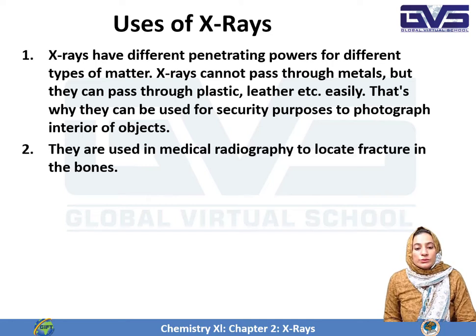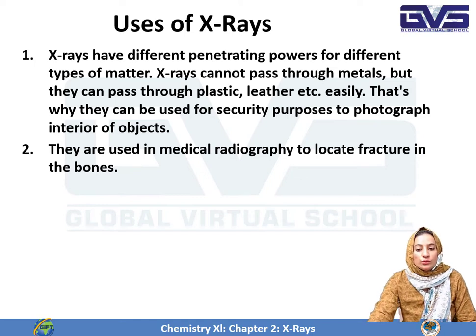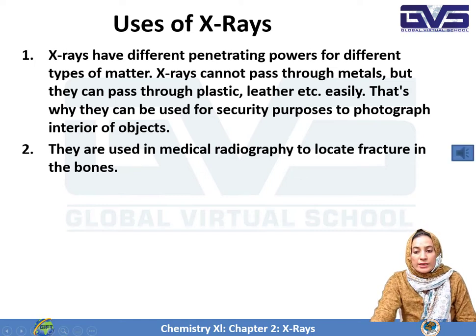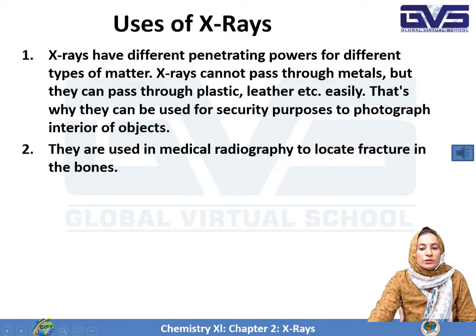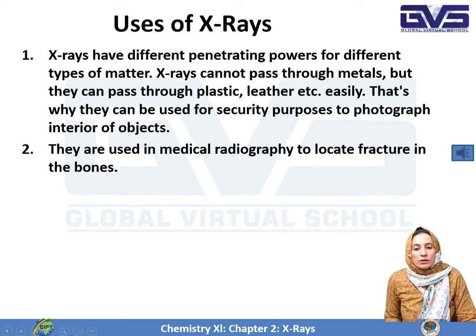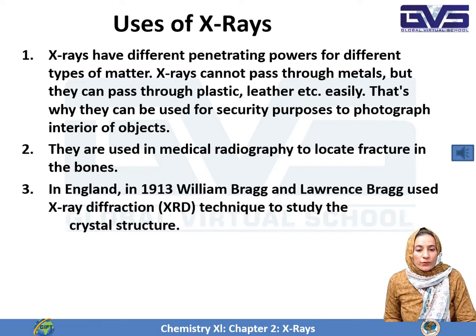X-rays can also be used in the medical field for radiography to locate fractures in the bones. You must be quite familiar with X-rays, like this one. This is an X-ray. You can see if there is some fracture; these are the bones, like ribs. So these X-rays can be used to radiograph the bones. So this has a very important use in the biomedical field.